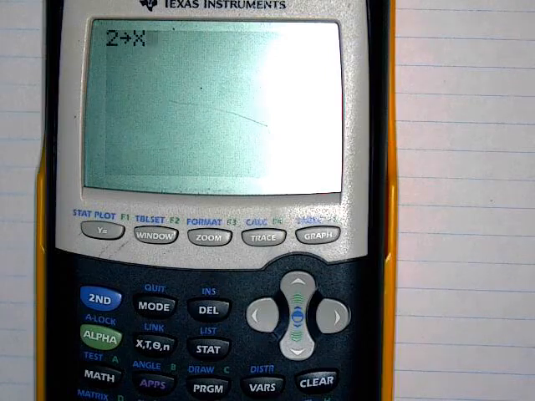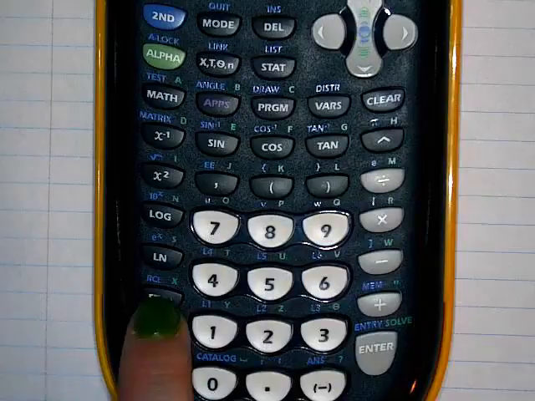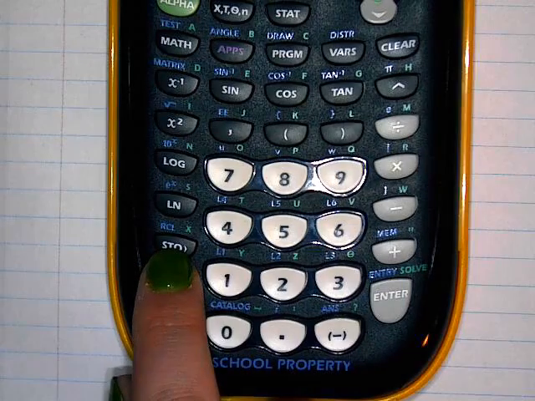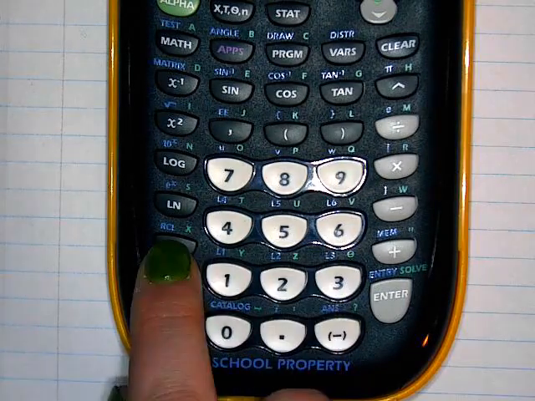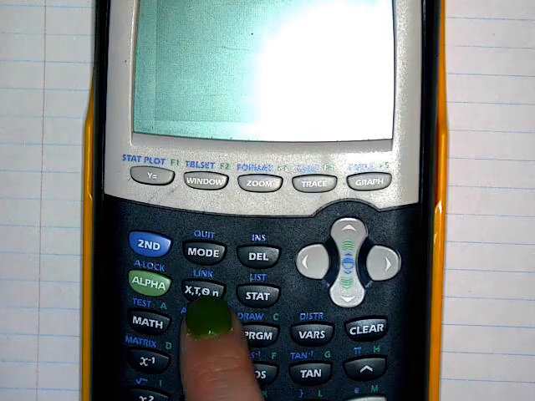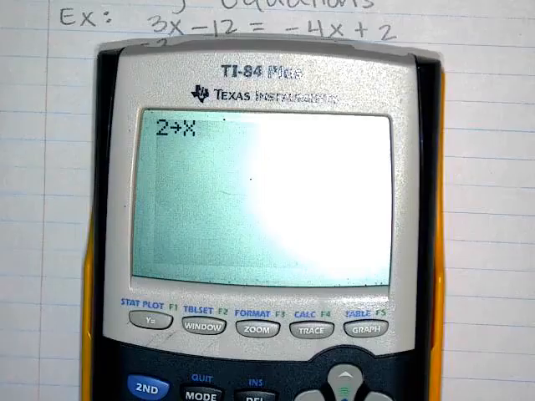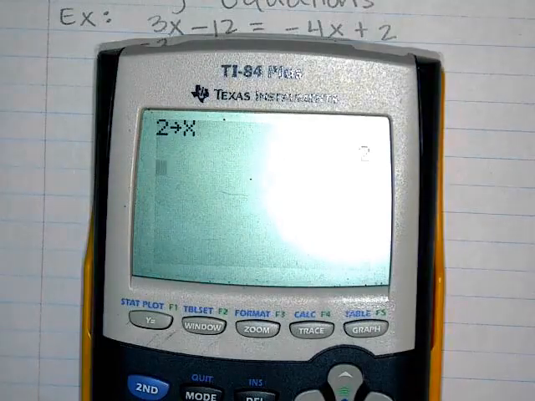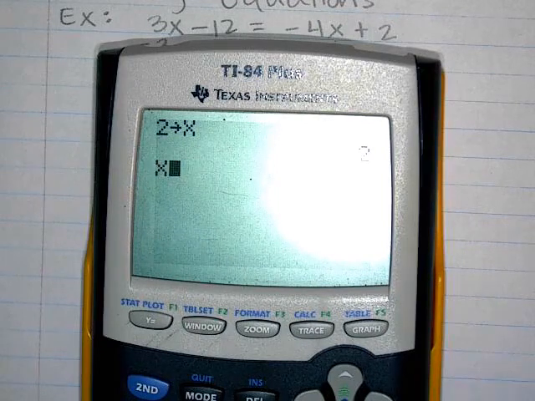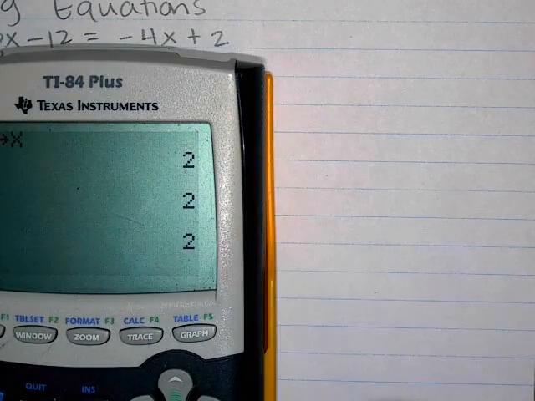You can grab that calculator though, it's right in front of you. There we go. So STO, right above the on button, there's the store button. So 2, store, and then we're going to store it as x. Now, if you press the x button after this, all it's going to do is spit out the number 2. Everybody good with that so far?